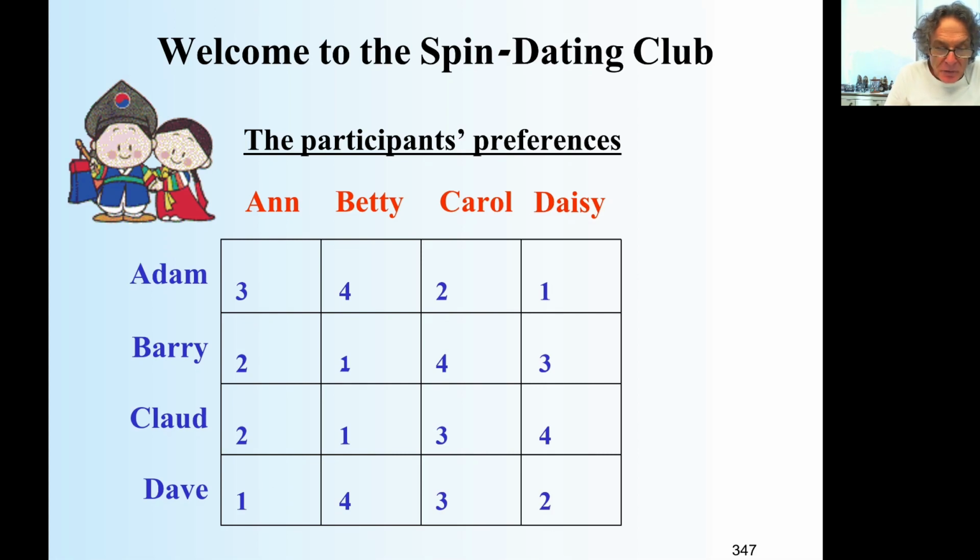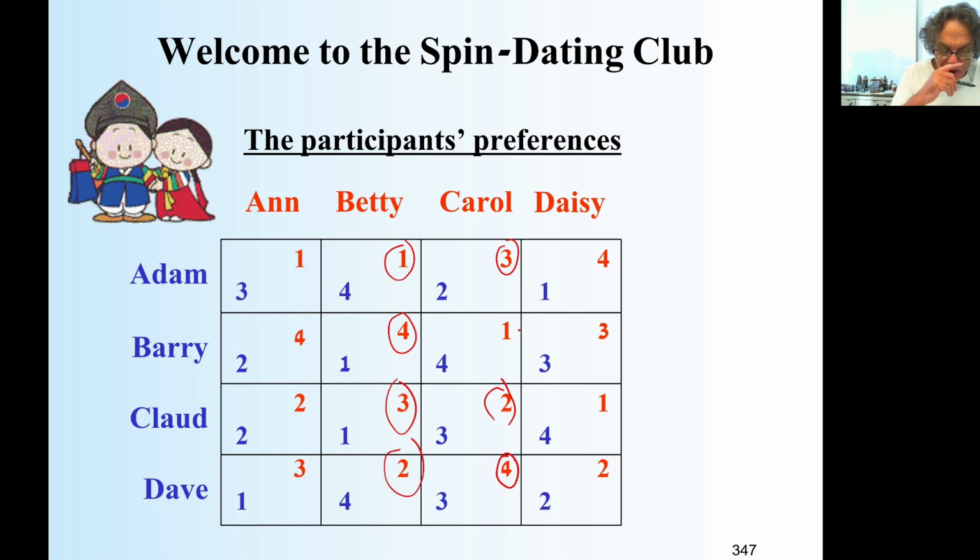Now I want to know the preference of the girls. So we start with Daisy. Daisy likes Claude the most. She likes Dave as second choice, Barry as third choice, and Adam the last one. Here are all the girls. Carol likes Barry the most, Claude the second, Adam the third, Dave the fourth. And Betty likes Adam the most. The last one is Barry, third is Claude, and second on the list is Dave.